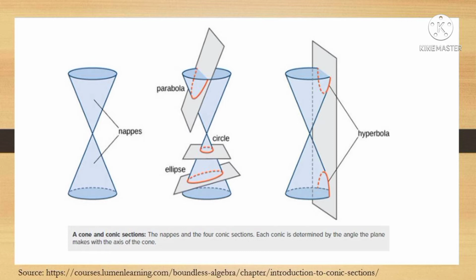If the plane is parallel to the axis of revolution, the y-axis, then the conic section is a hyperbola. If the plane is parallel to the generating line, the conic section is a parabola. If the plane is perpendicular to the axis of revolution, the conic section is a circle. If the plane intersects one nappe at an angle to the axis other than 90 degrees, then the conic section is an ellipse.